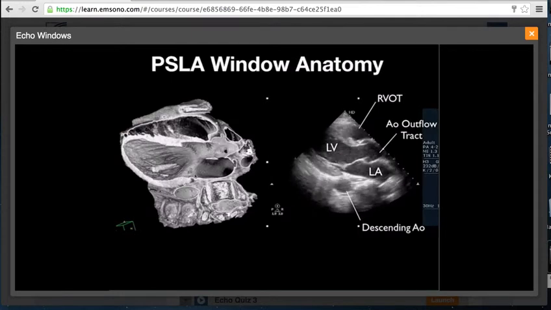Here we can compare the anatomy from the CT scan to an actual ultrasound. So again, right ventricular outflow tract, left ventricle, aortic outflow tract, left atrium. Here's the descending aorta, and here's the descending aorta. So overall orientation is going to be anterior, posterior, caudal, cephalad.